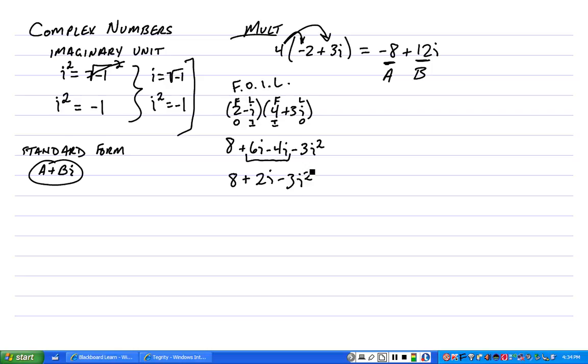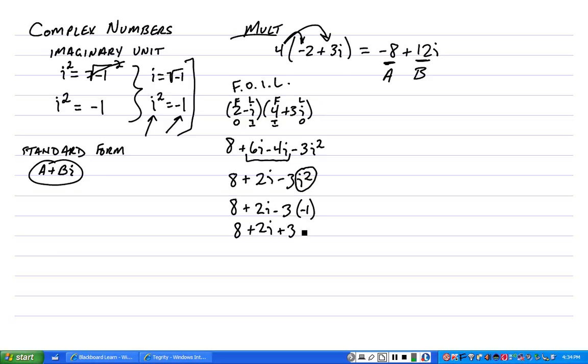Alright, but now here's the kicker. Here's where this differs from what we did with multiplying polynomials. We talked about in the beginning i squared, and we said i squared is the same as saying negative 1. So really what we're looking at is 8 plus 2i minus 3 times, instead of i squared, it's like saying times a negative 1. So that 3 times that negative 1 turns this into a positive 3.